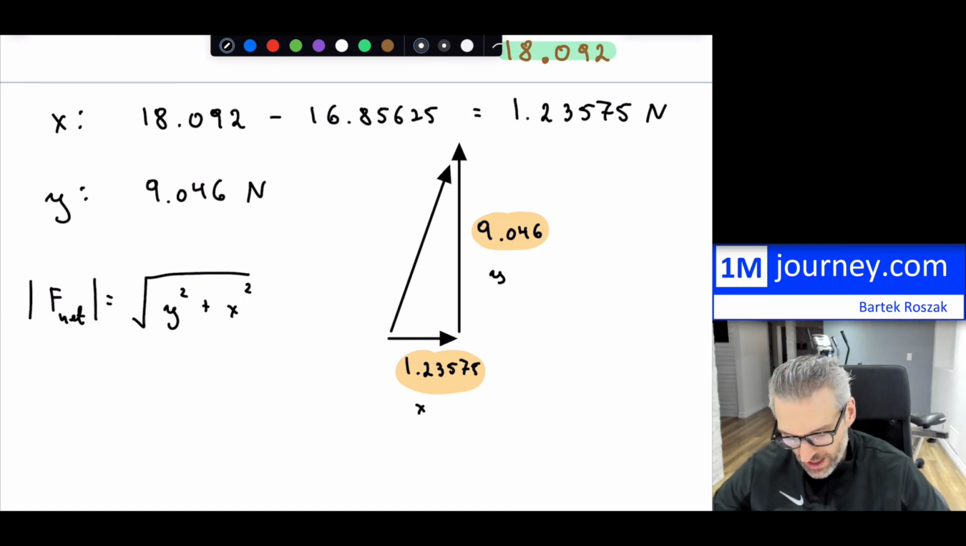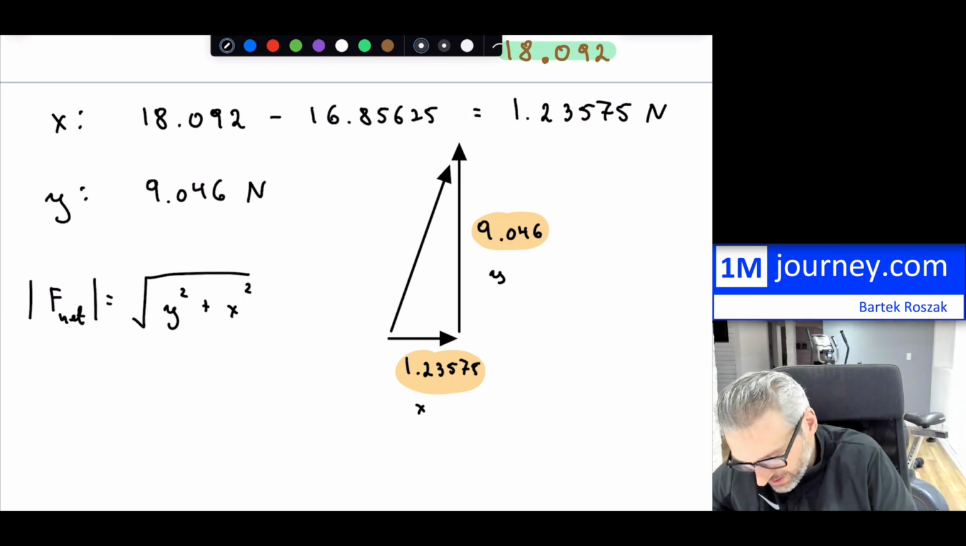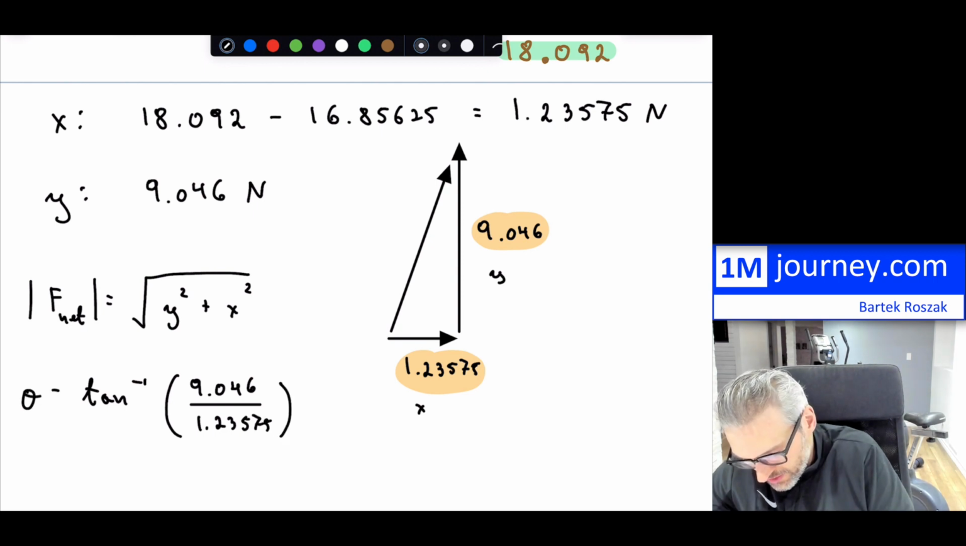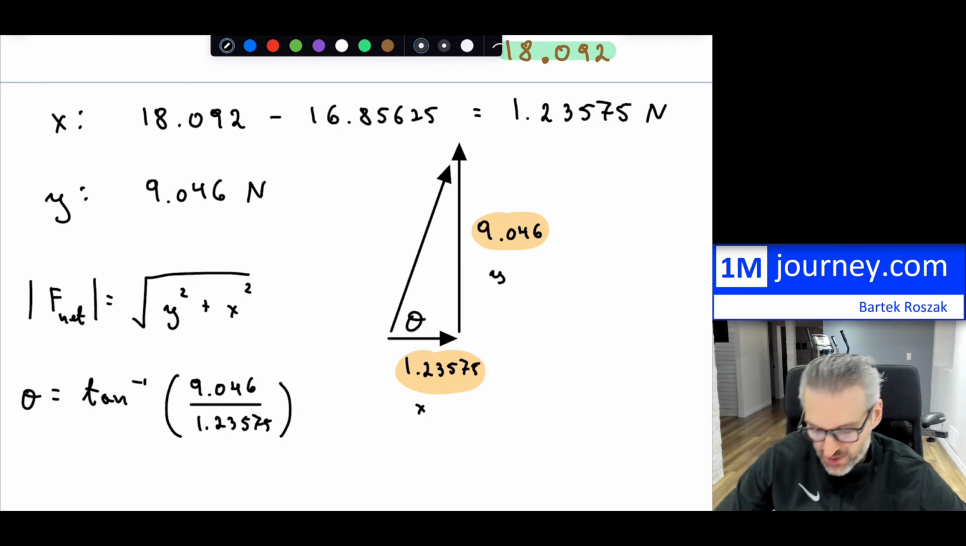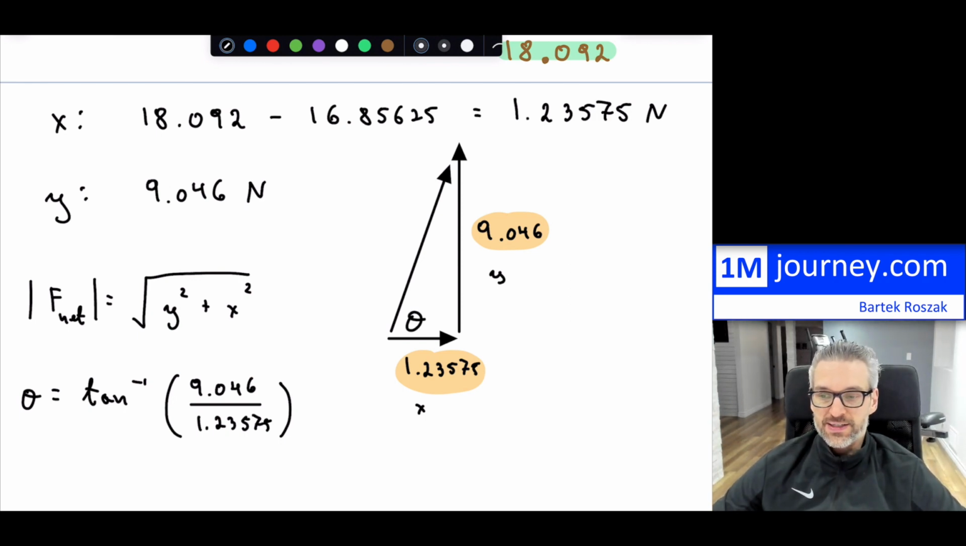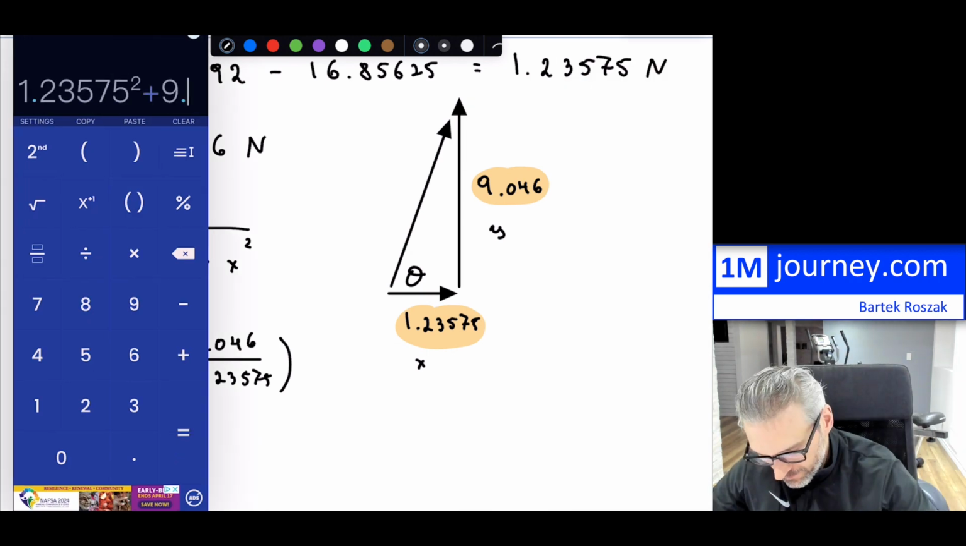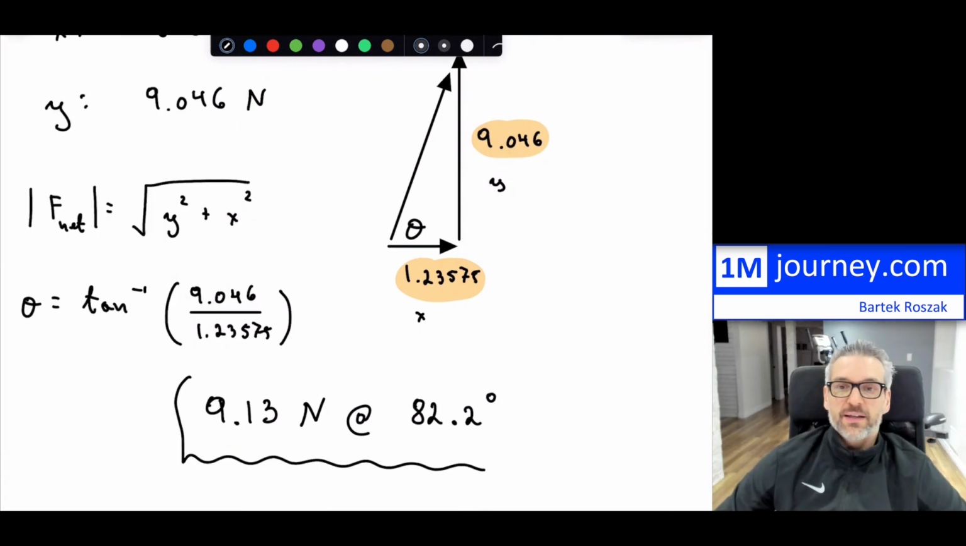And then, of course, for the angle, you have opposite over adjacent. So within here, this is going to be tan of the opposite, so it's going to be 9.046, or in other words, your y over your x, 1.23575, and that will give us at what angle, with respect to the positive axis. All right, so I'll compute this out, and then we'll know what the answer is. And there you have it.